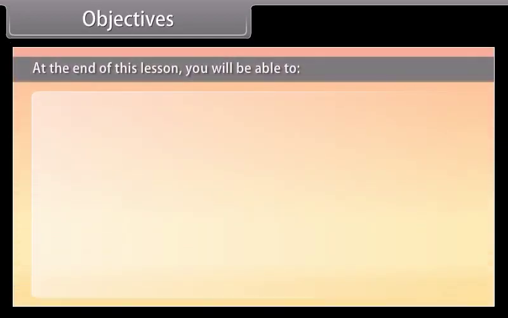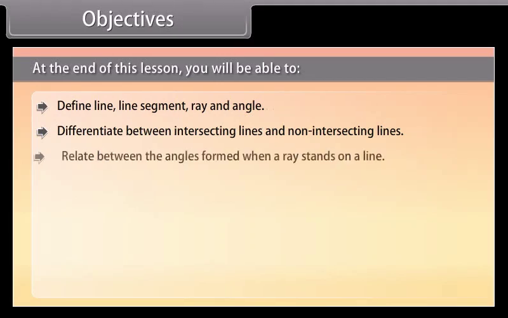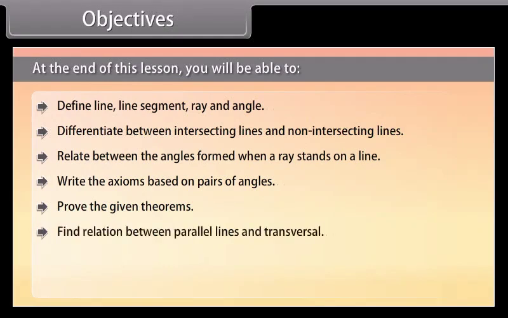At the end of this lesson, you'll be able to define line, line segment, ray and angle. Differentiate between intersecting lines and non-intersecting lines. Relate between the angles formed when a ray stands on a line. Write the axioms based on pairs of angles. Prove the given theorems. Find relation between parallel lines and transversal.